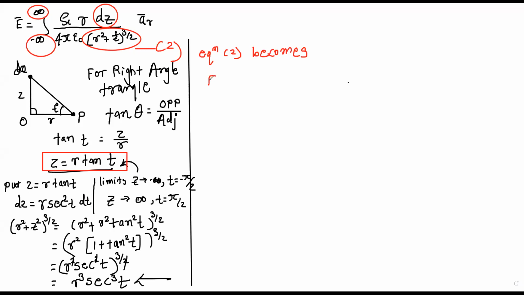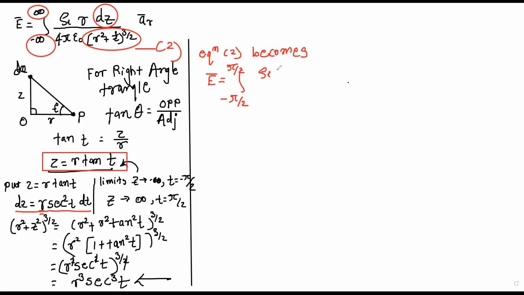E bar is equal to integration. Someone help me. Limits. Minus pi/2 to pi/2. Correct. Further, rho L as it is. Then we have R here, right? We have R here, and from equation of dz, which is written here, there also we are having R.